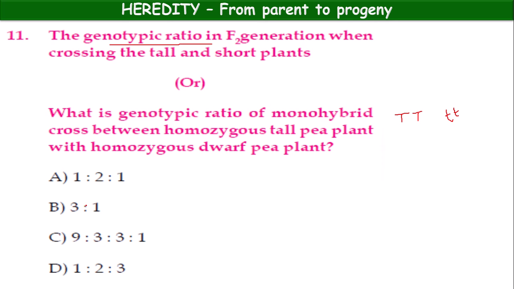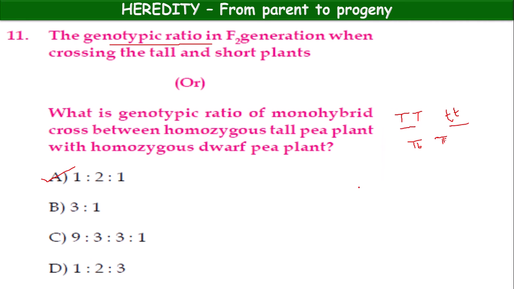1:2:1, 3:1, 9:3:1, 1:2:3. So, the phenotypic ratio is 3:1. The genotypic ratio is 1:2:1. Means 1 capital T, 1 small t and 2 capital T small t. So, this is the genotypic ratio.